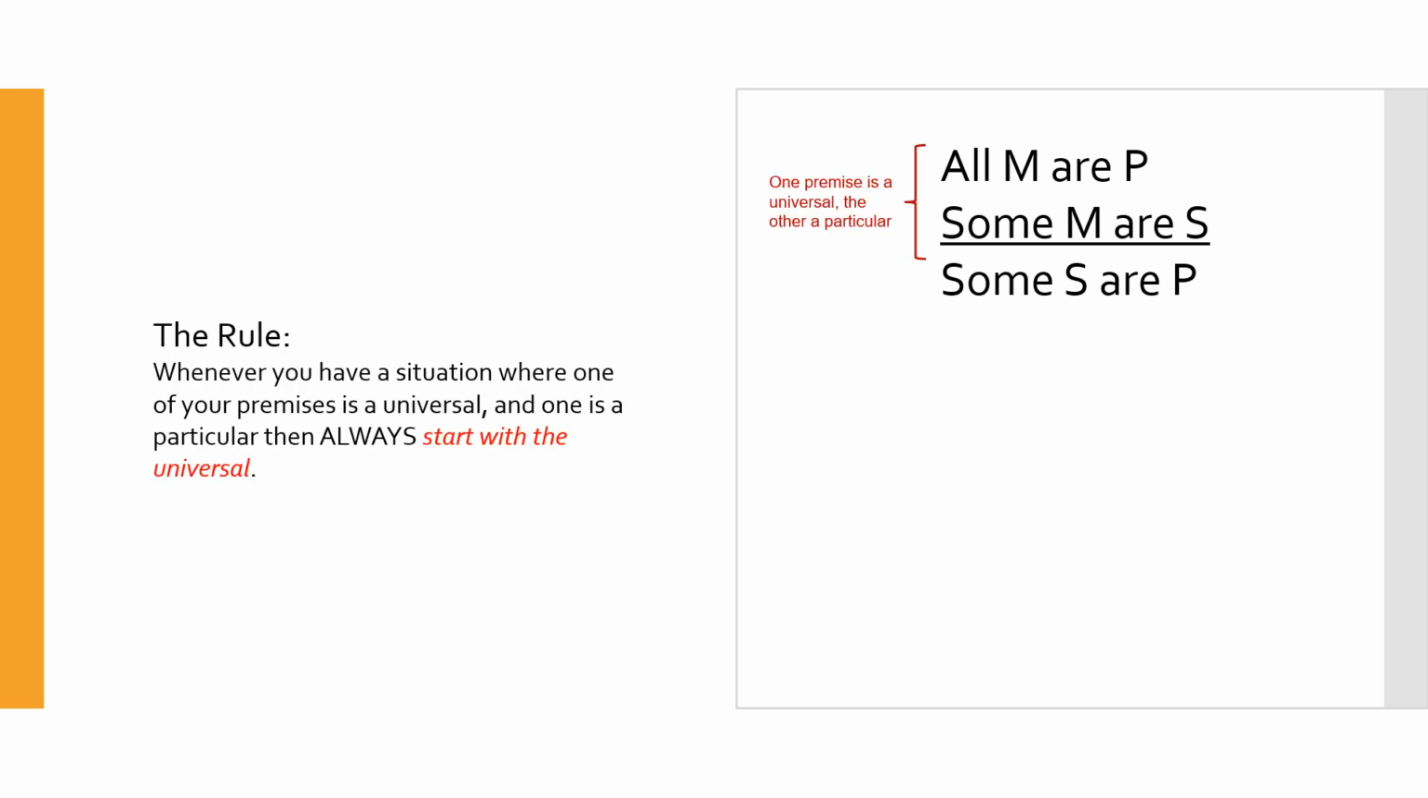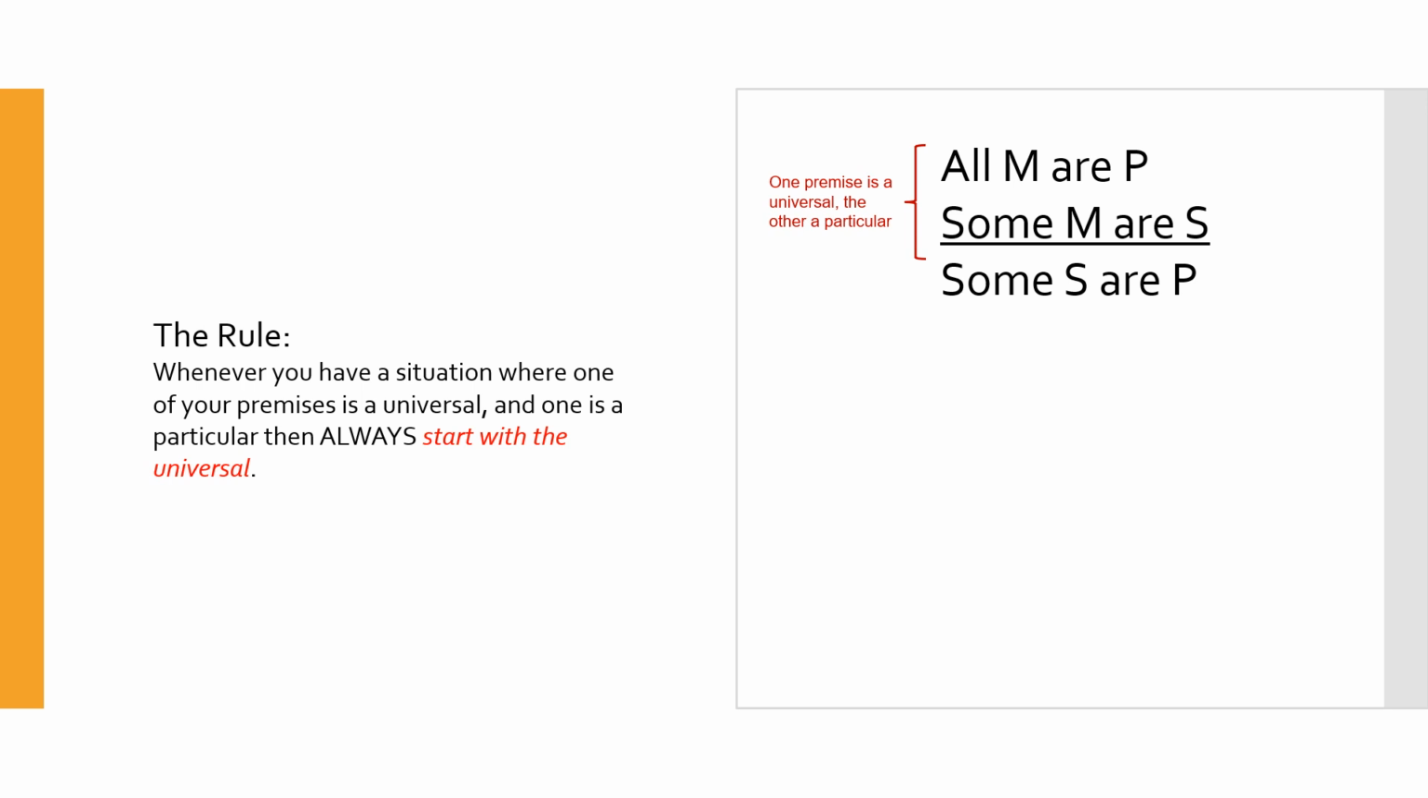The thing to pay attention to here is that whenever you find yourself in a situation where you have one universal premise, whether it's major or minor is irrelevant, and the other premise is going to be a particular premise, there is an important rule that you have to apply. Basically the rule says this: whenever you find yourself in such a situation, always start with the universal premise. Whether it's the major premise or minor premise is simply irrelevant. Just start with the universal, plug it in first, and then deal with the particular second.